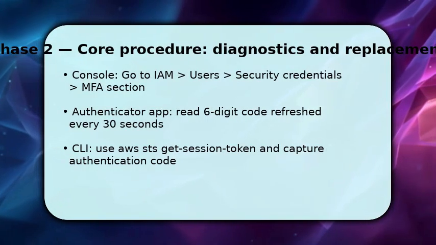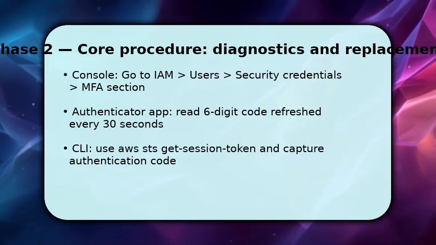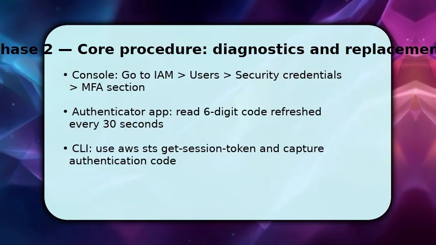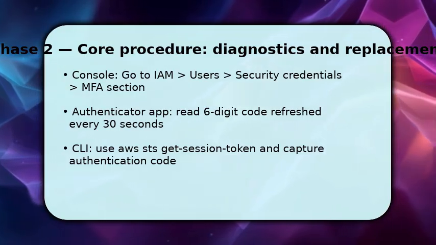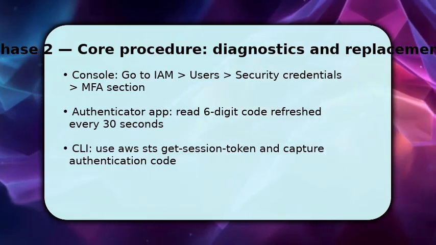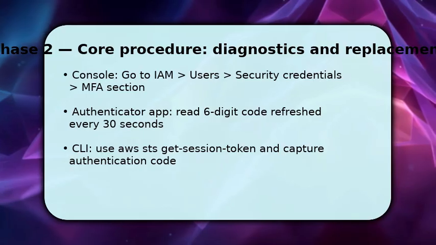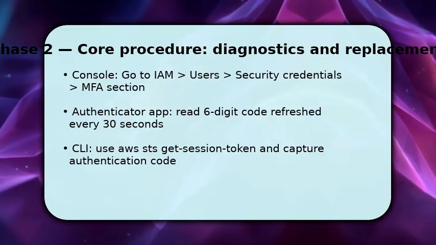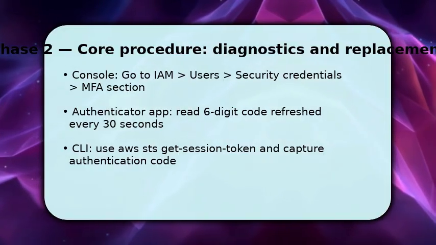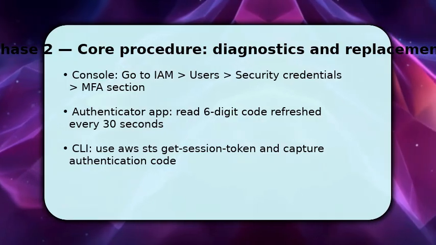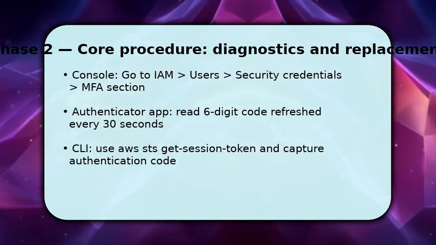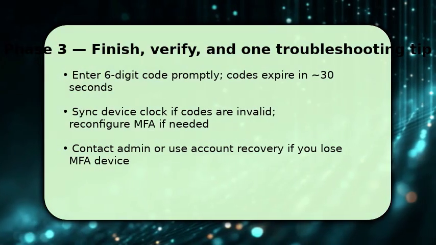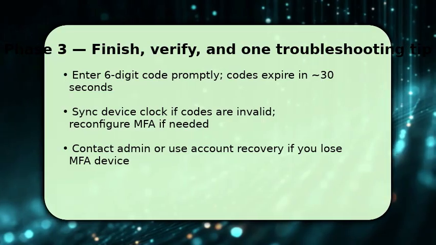You're in the MFA section. Here's how to get the code and why it matters. If you use a virtual app, open it and read the current 6-digit code. These change every 30 seconds to prevent replay attacks. If hardware, press the token button to generate the code. For CLI access, run the aws sts get-session-token command and supply the MFA code when prompted to obtain temporary credentials. Make sure to match the account and device pairing because mismatches block access.